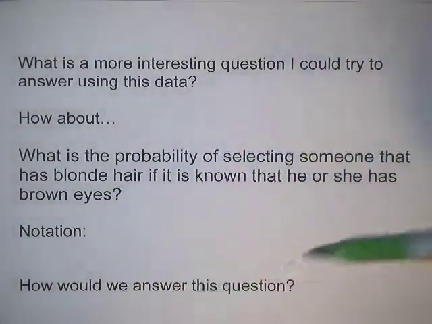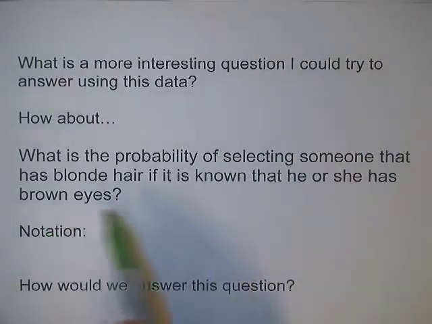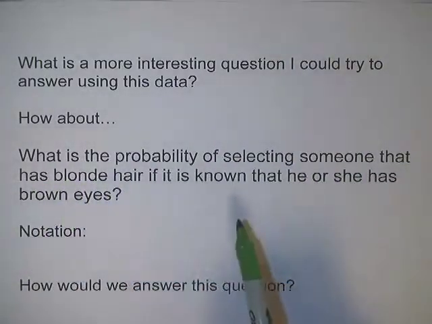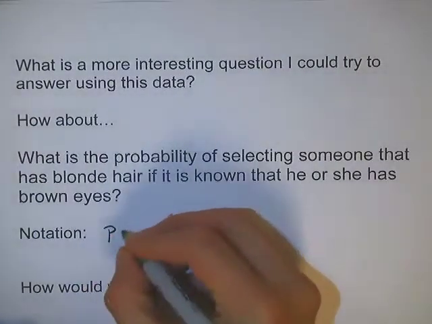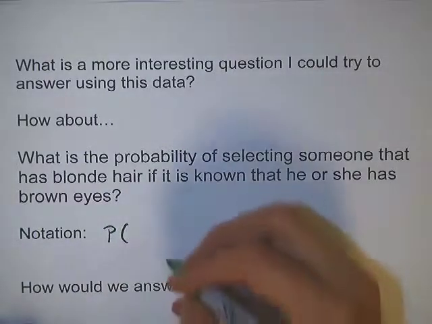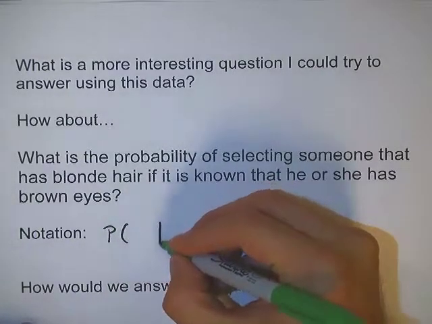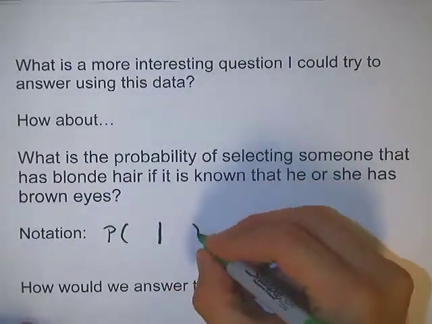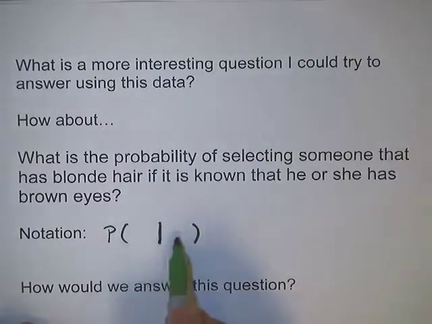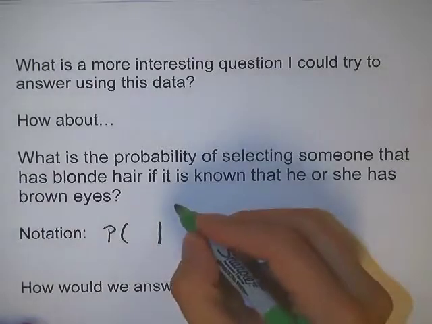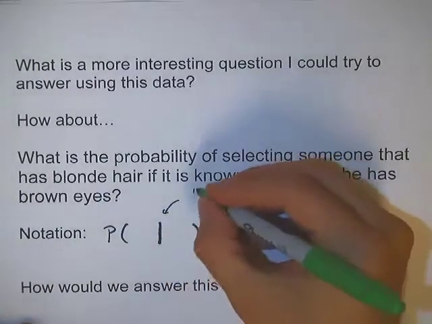Let's start with some notation just so you can see how to translate this question into symbols. The notation here is going to be the probability. Now, what we're going to do is put a vertical bar here, and we're going to put an event on each side of that vertical bar. This vertical bar is read as given.